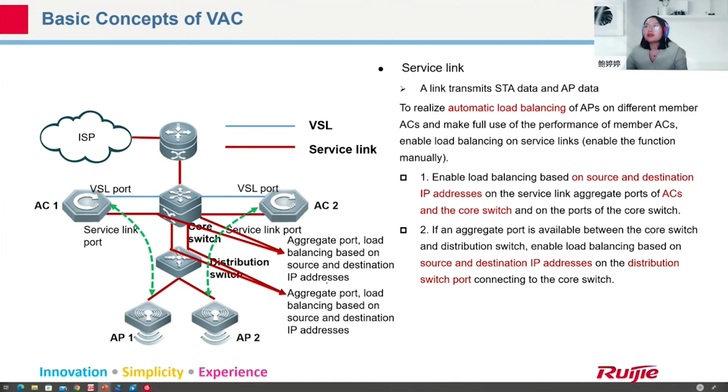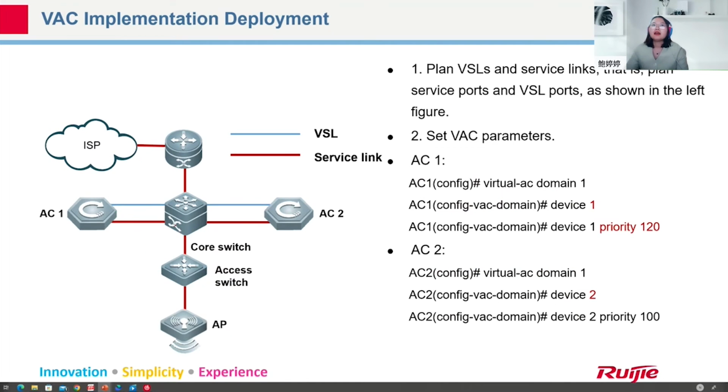So you can use the aggregation port, the AP port, and design the load balance based on the source and the destination IP address. So finally, the message will be sent out based on different source and destination IP addresses, and forwarded out using the load balance function. AP1 sends the message, and finally the AC1 will help us to forward it out. If AP2 sends a message out, AC2 will help us to forward the message out.